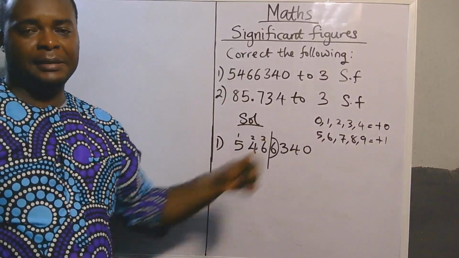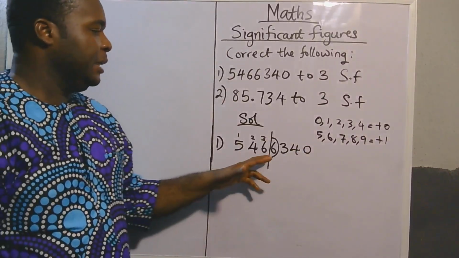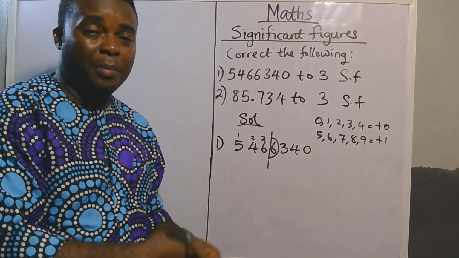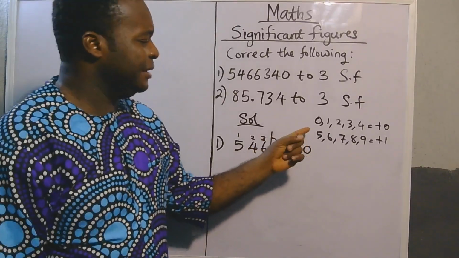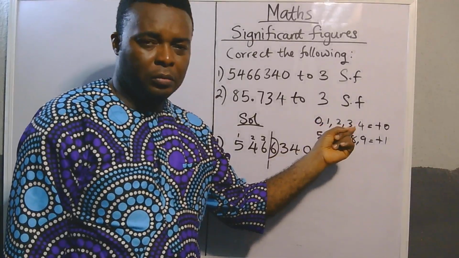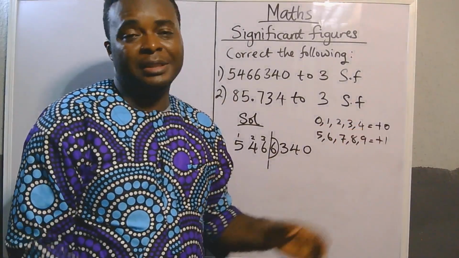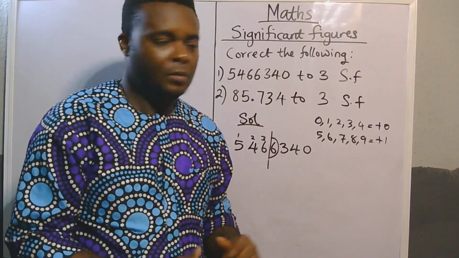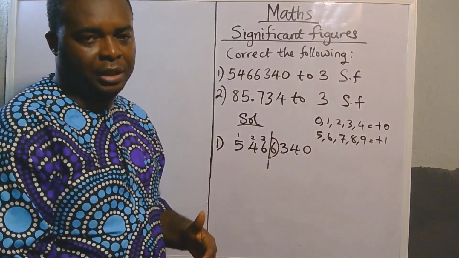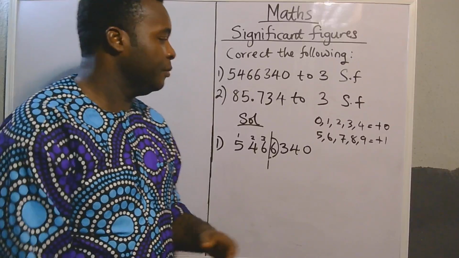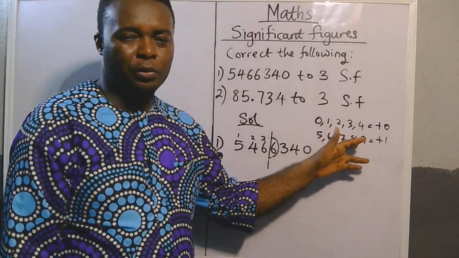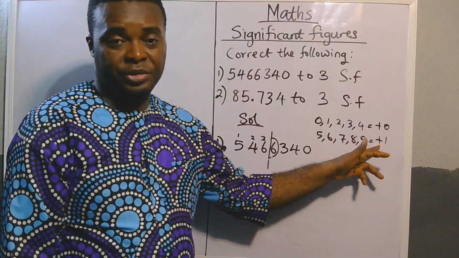Now, what does this mean? It means that the number under consideration that you intend to use for your approximation, if it is 0, 1, 2, 3, or 4, you add 0, or simply say you add nothing. But if it is 5, 6, 7, 8, or 9, what happens? You add 1. Do you understand?